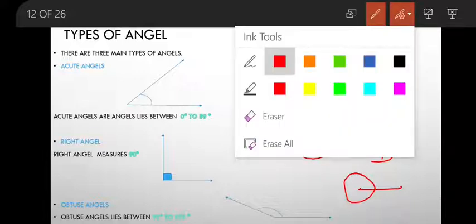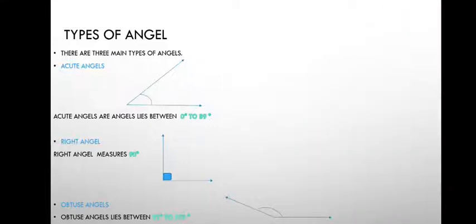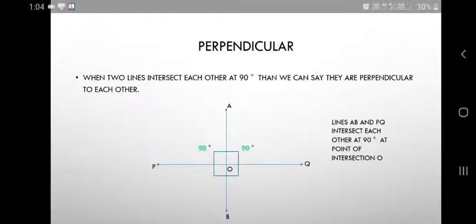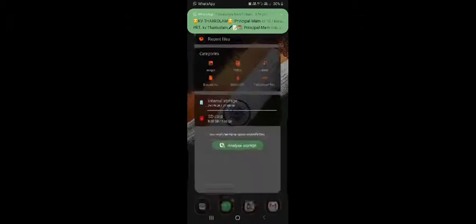Okay, how to measure an angle? To measure an angle, there is an instrument we use known as a protractor. Let me show you a protractor. This is the instrument with the help of which we can measure angles. As you can see, there are numbers from 0 to 180 and 0 to 180 on this side also.